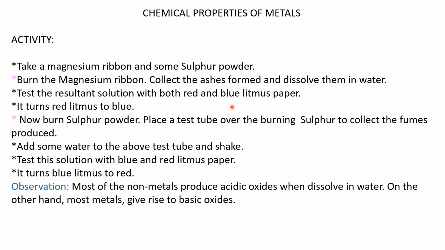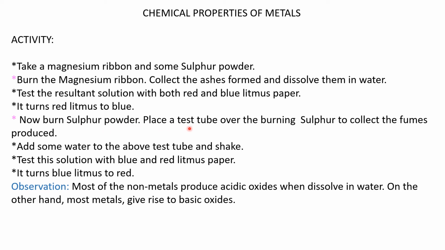So what you have to do in this activity is take a magnesium ribbon first of all and burn it. It turns to ash because magnesium burns very quickly and turns to ash. So that is a white powder. Collect the powder, that is the ash, and dissolve it in water. Test this solution with litmus paper, that both red and blue litmus paper. You can find that red litmus paper will turn to blue. So when red litmus is turning to blue, that shows that it is basic in nature.